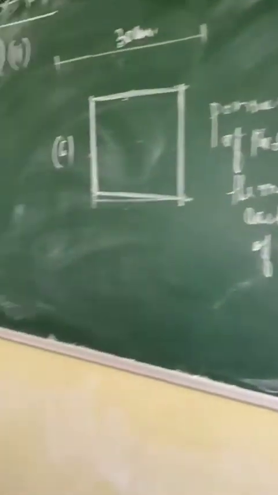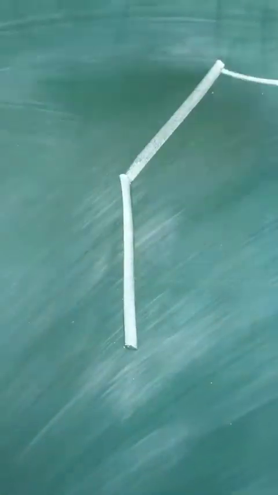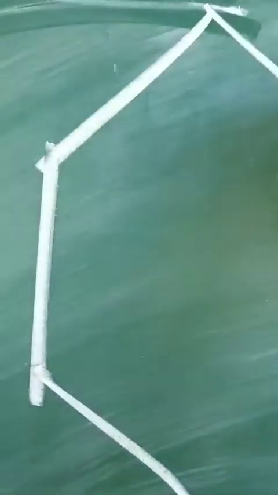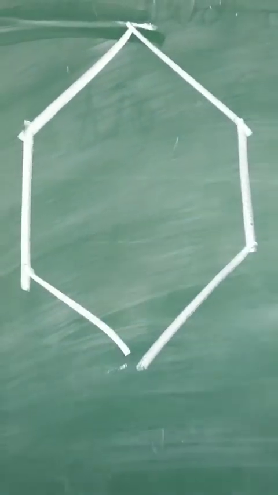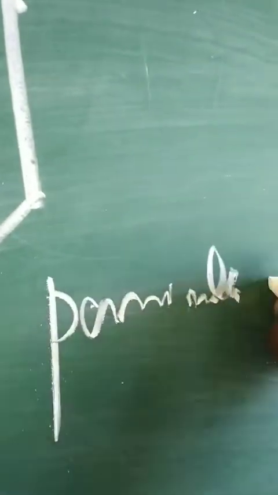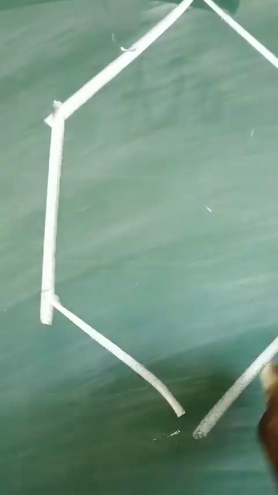Now the next part is that we have to form the shape of a regular hexagon. Children, a similar process is to be used. A regular hexagon means all 6 sides, 1, 2, 3, 4, 5, 6, are equal. The perimeter is 30 only, and there are 6 equal sides.